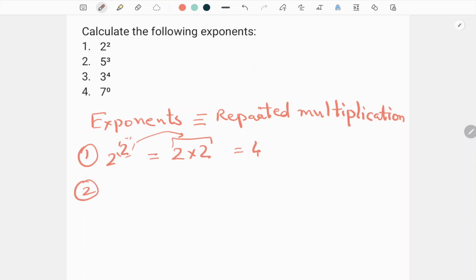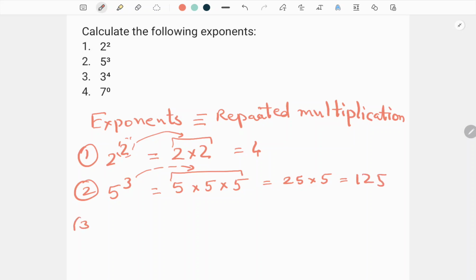The second one is also somewhat straightforward, I would say. 5 to the power 3, or 5 cubed, which is repeated multiplication of 5 with itself 3 times. This is the exponent. It is equal to 5 times 5, which is 25, times 5, which is 125.